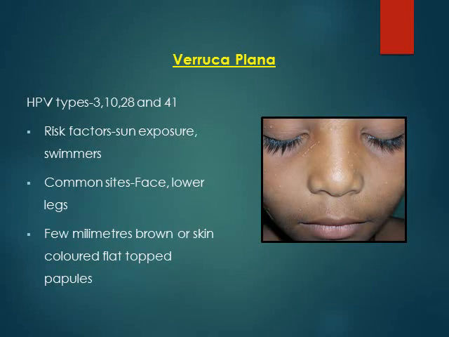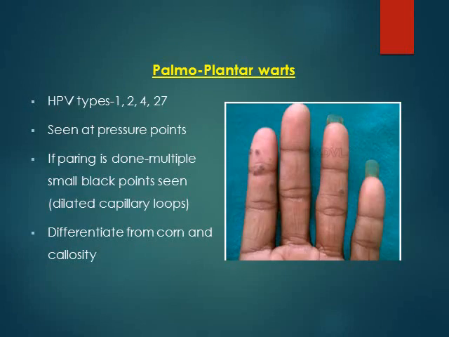Verruca plana is a type of wart which is very small and flat topped, commonly seen on the face. You can see in the photo near the nose there are multiple small lesions. These are verruca plana. Then the same wart can be on the palmar surface of the hands. That is what we commonly call palmoplantar warts.